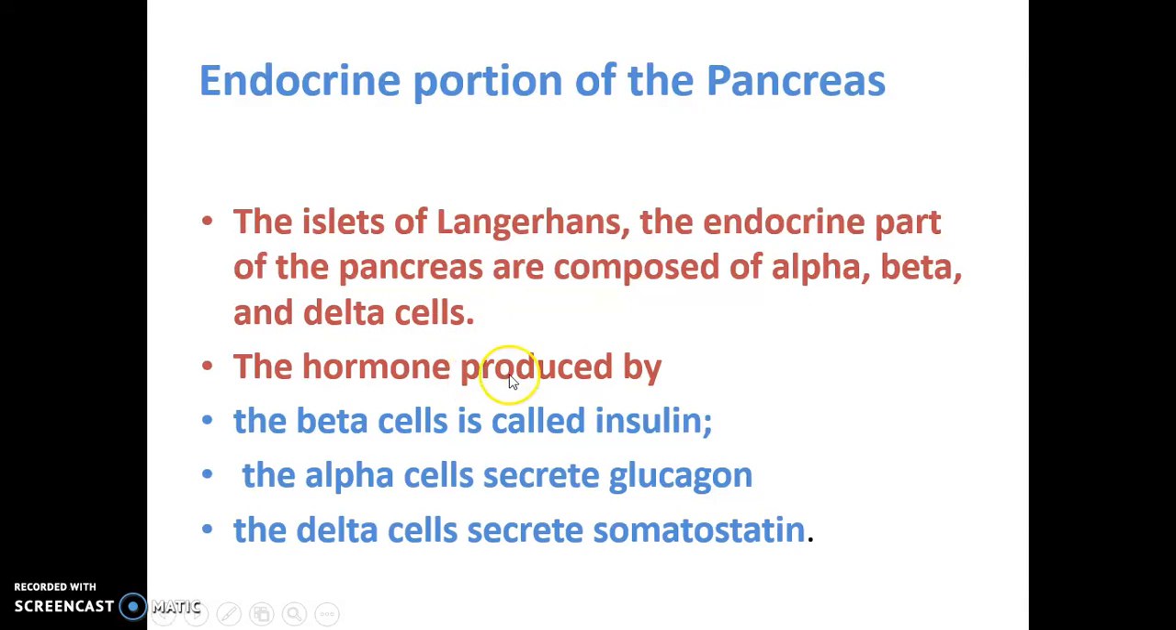The hormone produced by beta cells is called insulin. So insulin is produced by the beta cells of the islets of Langerhans. Alpha cells produce glucagon, and delta cells secrete somatostatin. So this is the endocrine part.